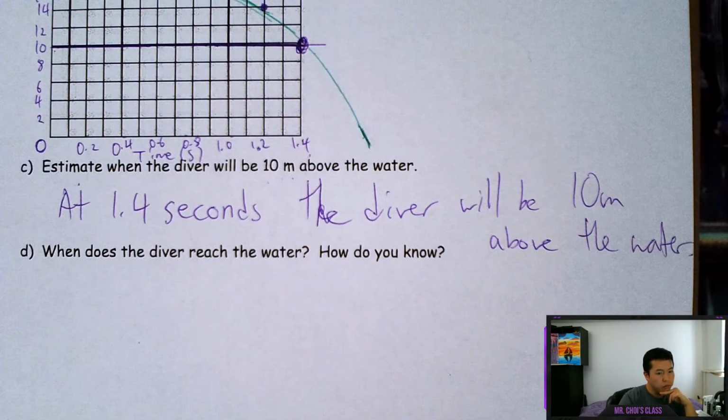Any ideas? No one knows the height? Well, what does height stand for here? Isn't this height above the water? I see the right answer in the chat. Someone typed it.